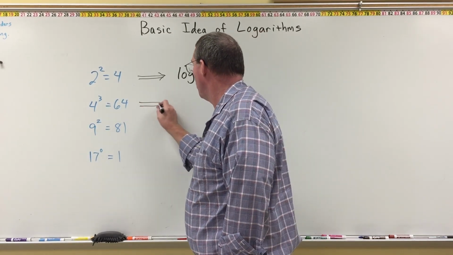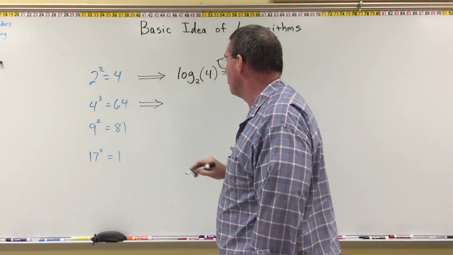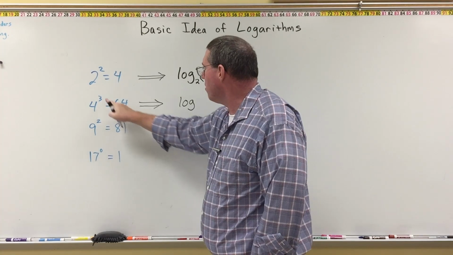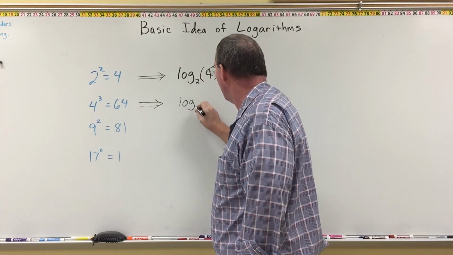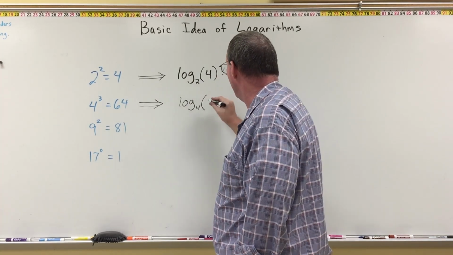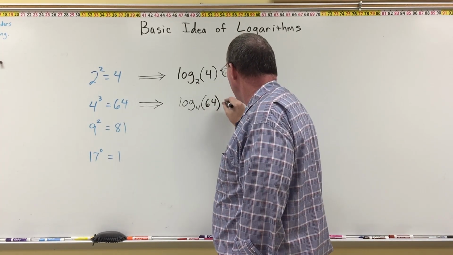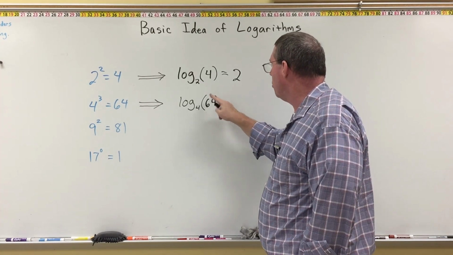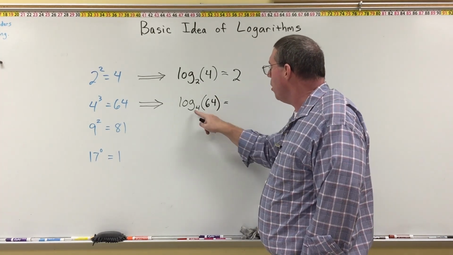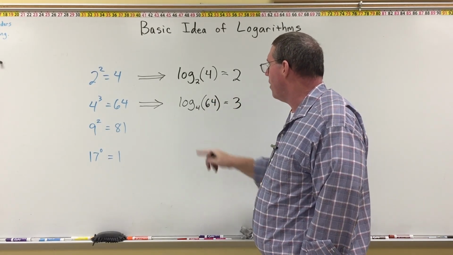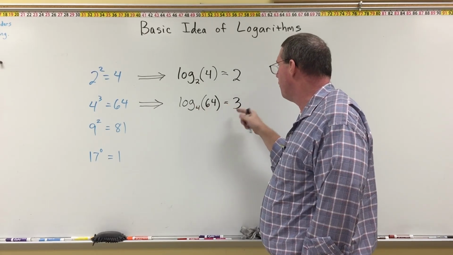Okay, so we know that 4 to the third power is equal to 64, and that means that log base, what's the base of the exponent, is 4. Log base 4 of the product, which is 64, equals, and this is saying 4 to some power equals 64. Well, we know that 4 to the third power equals 64, and therefore log base 4 of 64 is equal to 3.